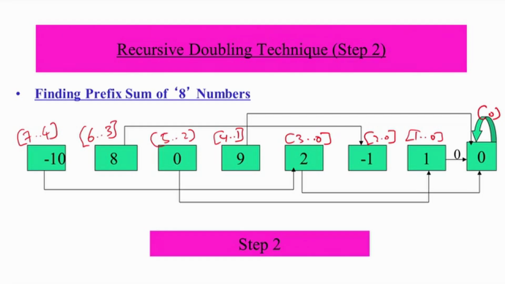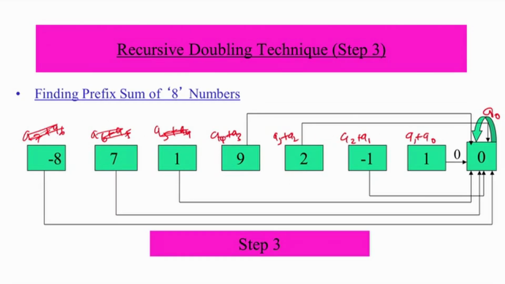This 7 to 4 plus 3 to 0 will become 7 to 0, 6 to 3 plus 2 to 0 will become 6 to 0, 5 to 2 plus 1 to 0, because 5 to 2 is pointing to 1 to 0, this will become 5 to 0, 4 to 1 plus 0 will become 4 to 0, 3 to 0, 2 to 0, 1 to 0. So next step what happens? So you will have the answer from all, and this is the answer, this is the step. You are able to follow this?